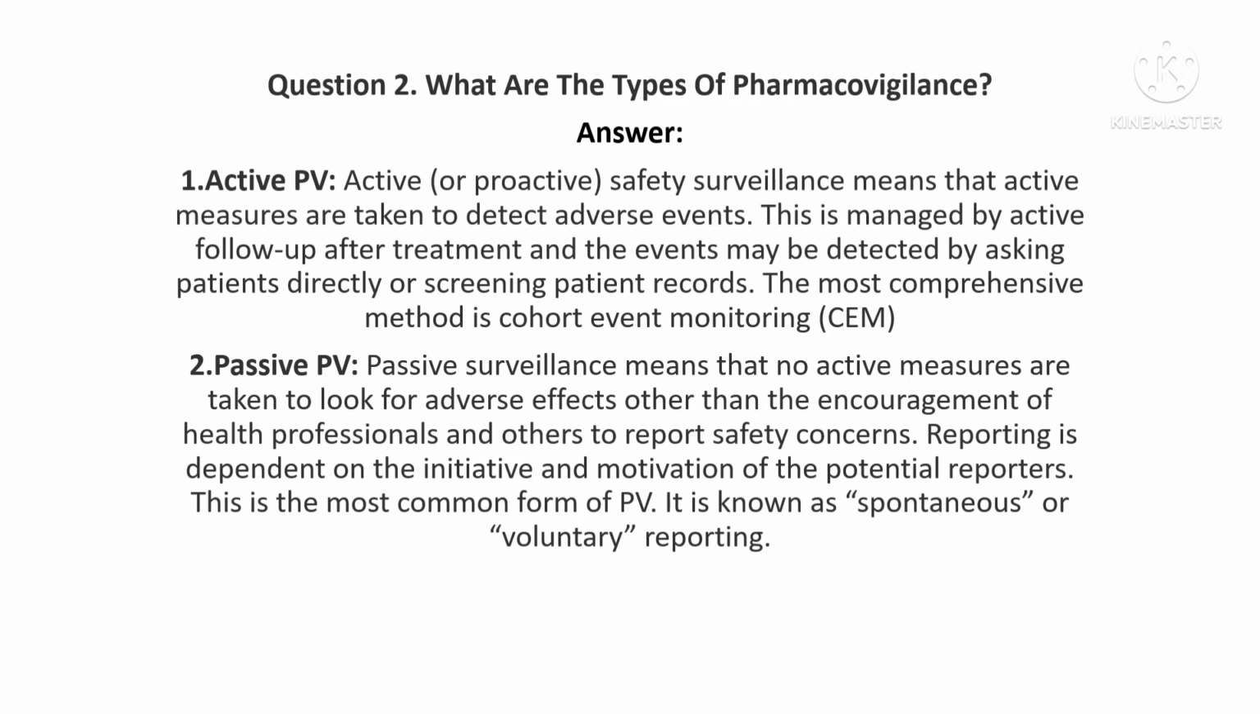And about passive PV, passive surveillance means that no active measures are taken to look for adverse events other than the encouragement of health professionals and others to report safety concerns. Reporting depends on the initiative and motivation of the potential reporters. This is the most common form of PV and is known as spontaneous or voluntary reporting.